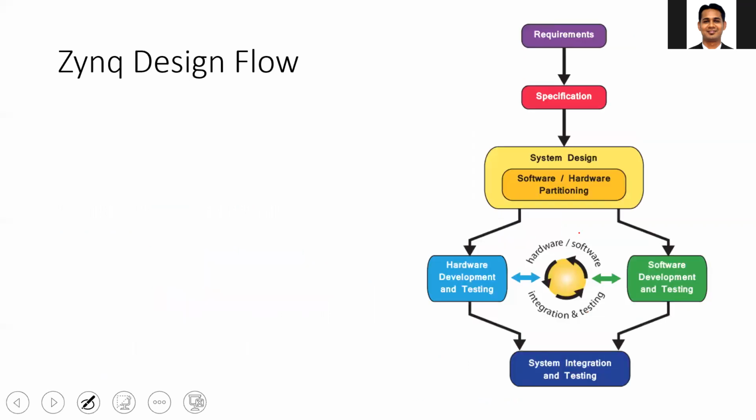Now here, this is a heterogeneous SoC. You need to program the hardware, which is the FPGA, and you need to program the software, which is the ARM processor. In the lecture, we have already discussed the concept of hardware-software co-design. So here we need to divide our application into hardware and software.